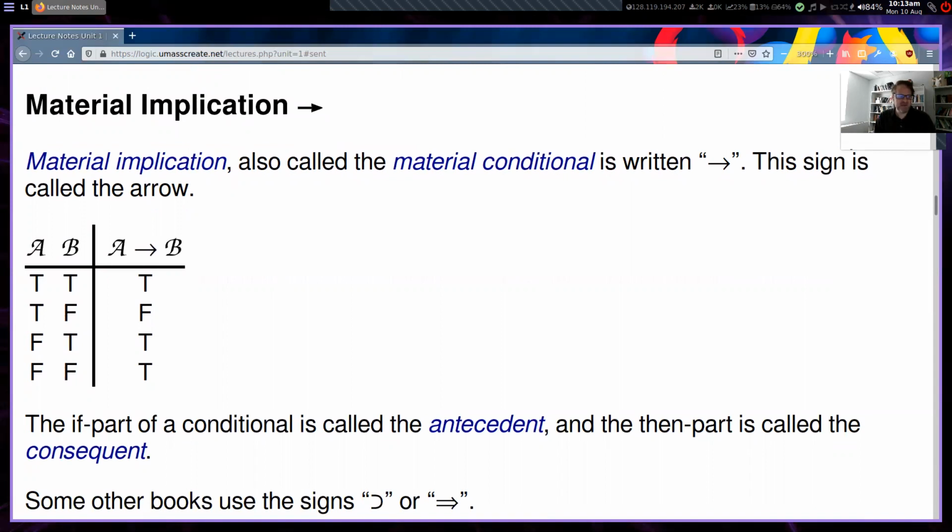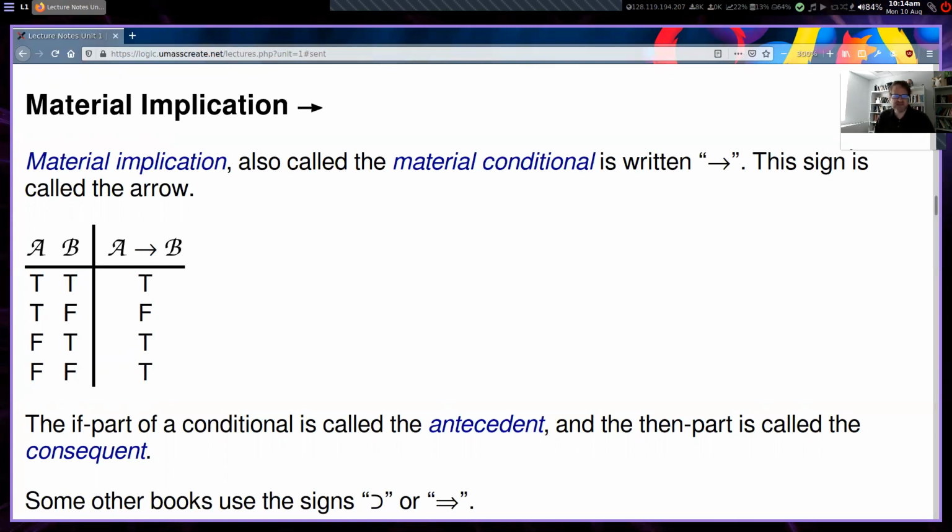So A arrow B: if A and B are both true, we regard A arrow B as true. When A is true and B is false, we regard A arrow B as false. When A is false and B is true, though, we regard it as true. So the order matters. With true on the left and false on the right, it's false. When we have false on the left and true on the right, it's true. When A and B are both false, we regard it as true.